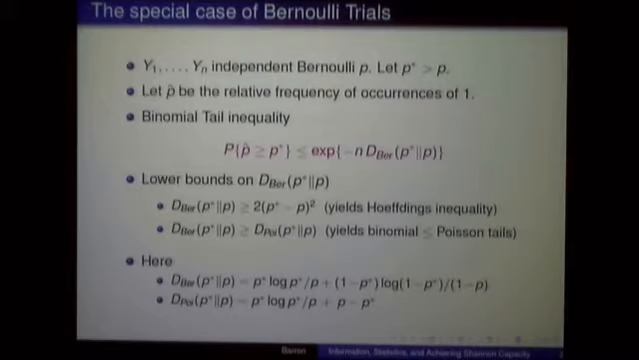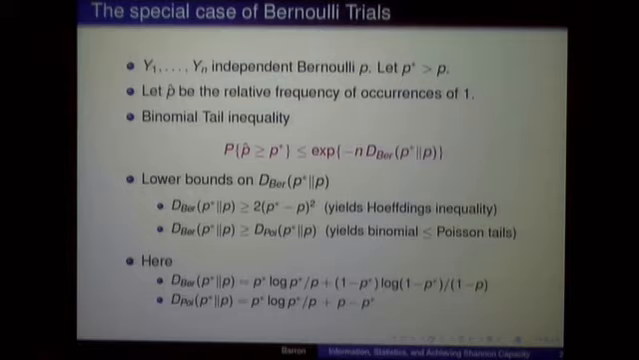When you specialize the story, this will be our last thing on information and probability, a simple specialization. Suppose Y1 through Yn are IID coin flips, but with a biased coin p, and you take some p star bigger than p, so you're looking out at a right tail, and you say, what's the chance that my relative frequency is bigger than that? So you're looking at a binomial tail. It says that the binomial tail is upper bounded by e to the minus n D(p star || p).